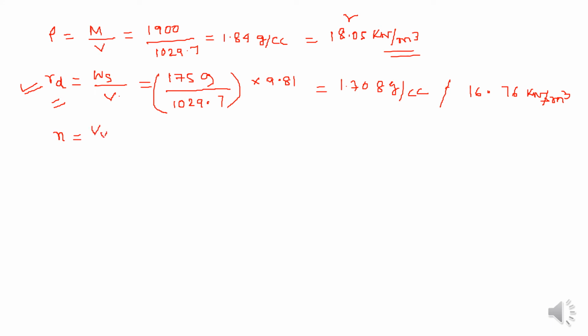Now the porosity, recall the definition, it's the volume of voids to the total volume. Referring to the phase diagram, we have already calculated the volume of voids, which is 375.8, and the total volume is 1029.7. Therefore our porosity is coming as 0.364, or more specifically 36.4%.